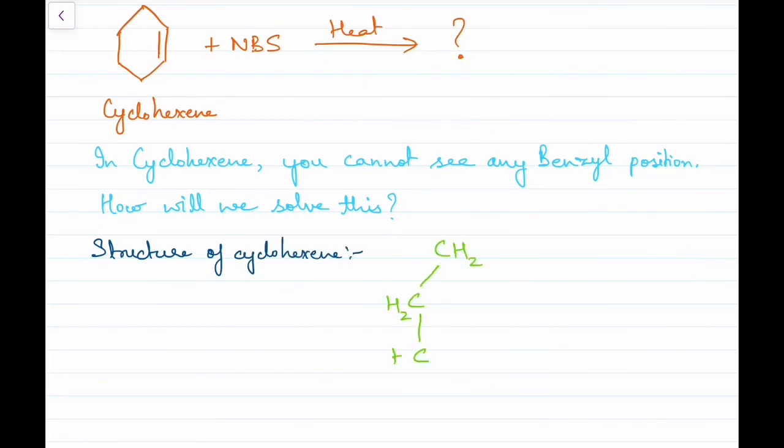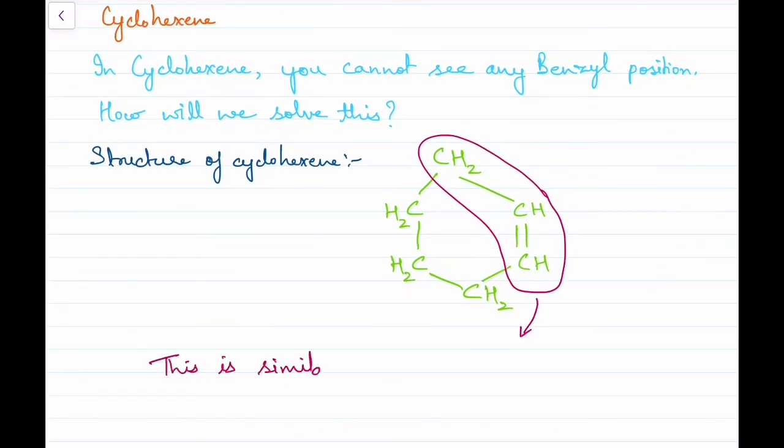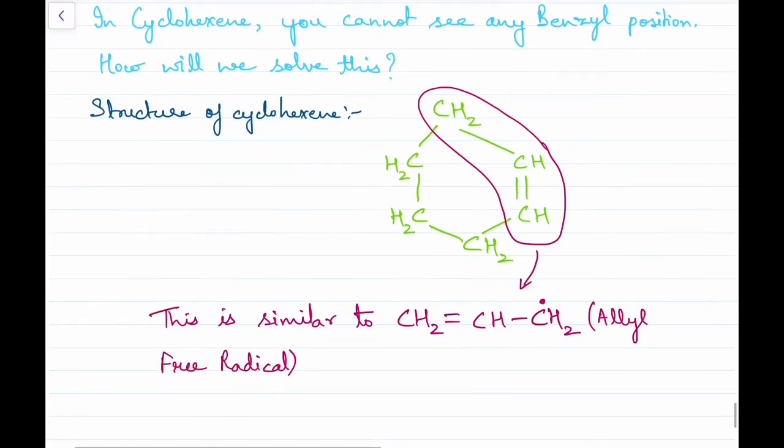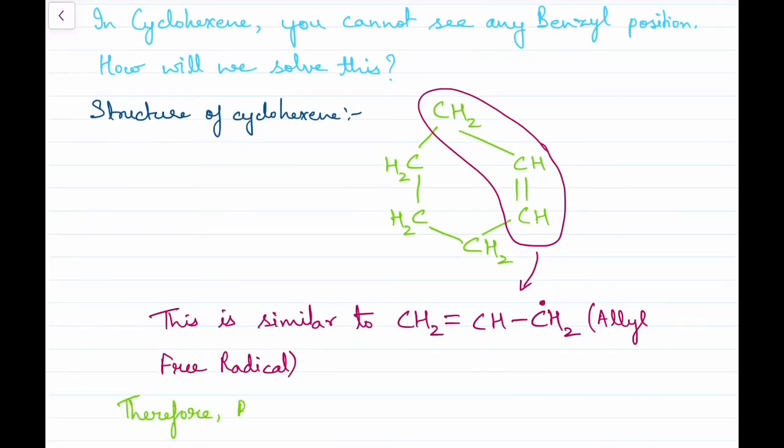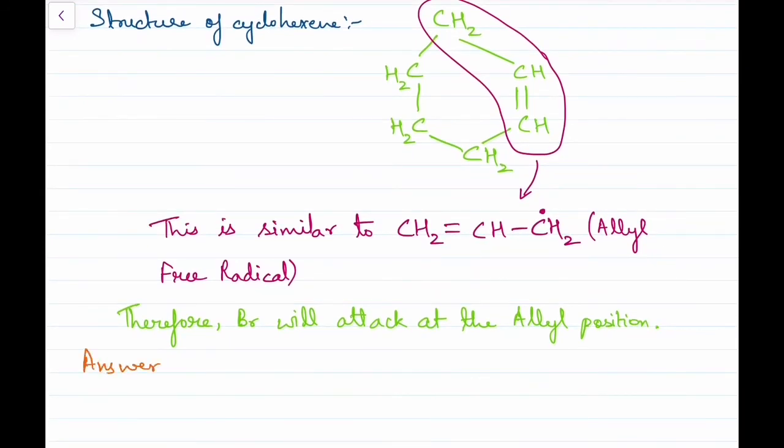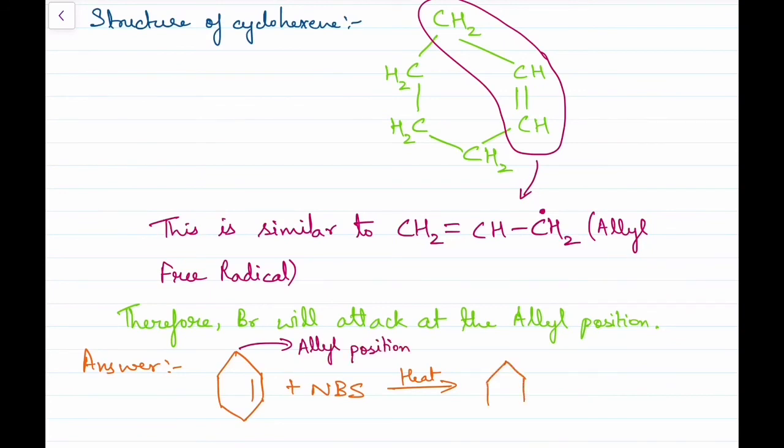After making the structure, as you can see, the CH2 double bond CH single bond CH2, that part seems similar to the allyl free radical position, right? So therefore, Br will attack at the allyl position here. If you remember, we had already told you that if allyl position symptoms are present, then also NBS will introduce bromine there. So this is that situation where it looks similar to an allyl free radical, and so Br will attack at the allyl position. So cyclohexene plus NBS in the presence of heat, the bromine is introduced at the allyl position here.